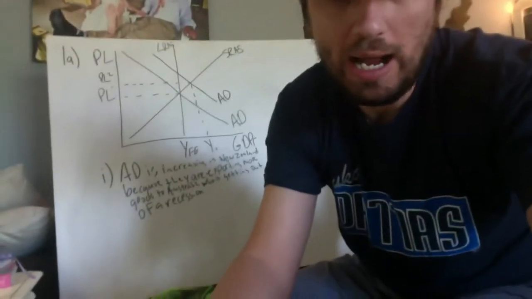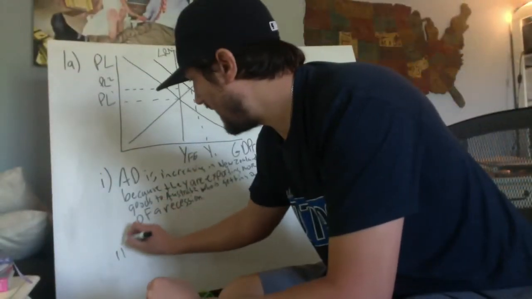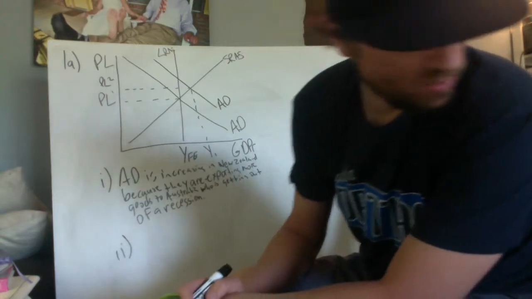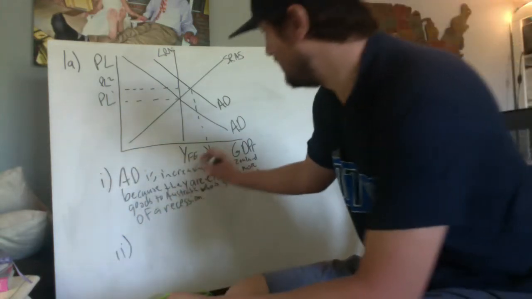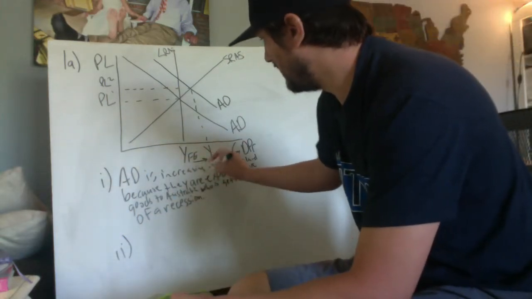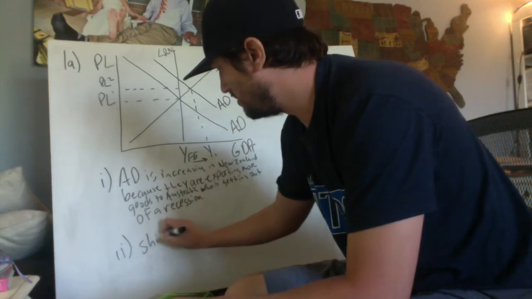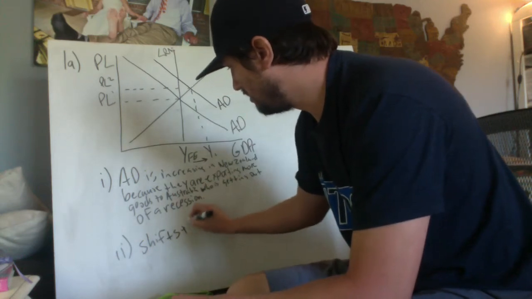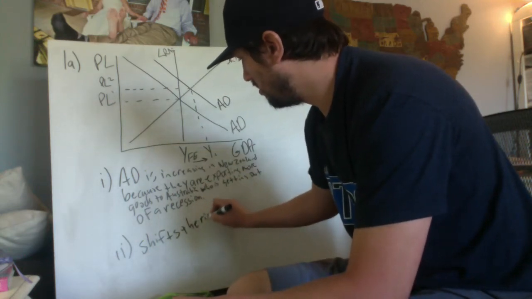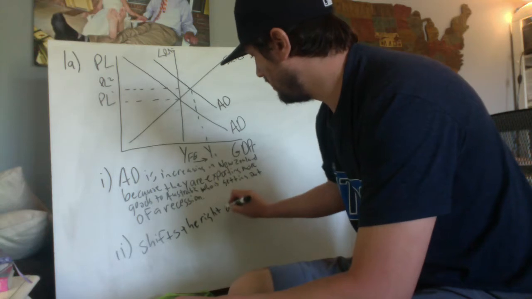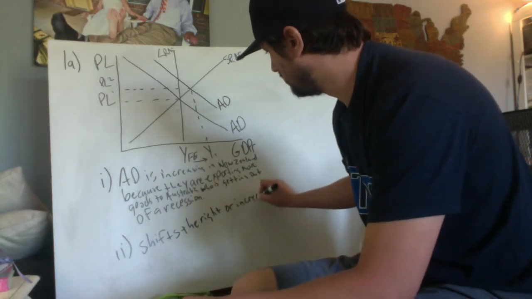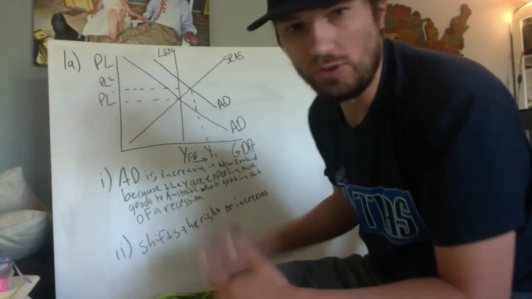Number 2 says tell what's happened to output. What happened to output in New Zealand? We can see it's gone from full employment and shifted to the right. So we could say it shifts to the right or increases.